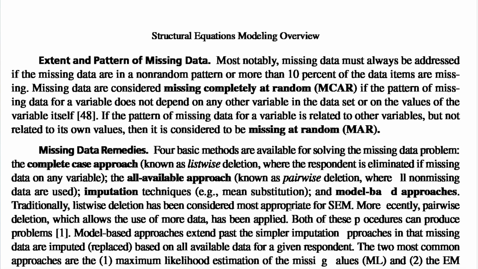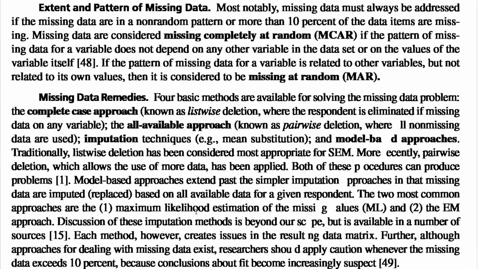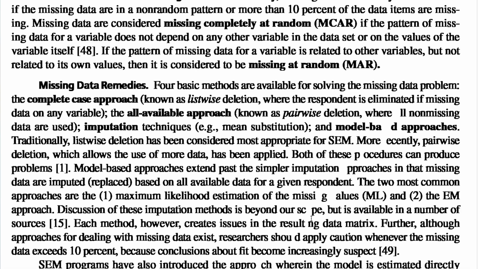If the pattern of missing data for a variable is related to the other variable but not related to its own value, then it's considered missing at random. Missing data remedies for basic methods are available for solving the missing data problem. The complete case approach, known as listwise deletion, eliminates the respondent if there is missing data on any variable. The all available approach, known as pairwise deletion, and imputation techniques, for example mean substitution and model based approaches.